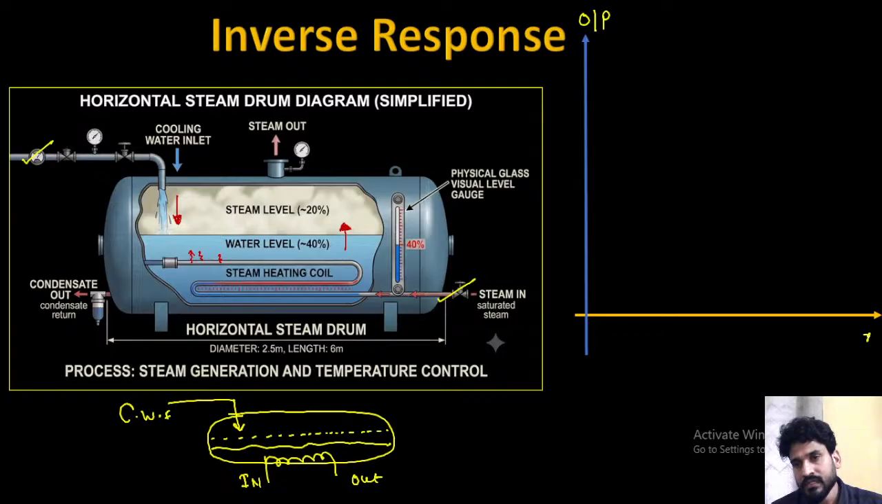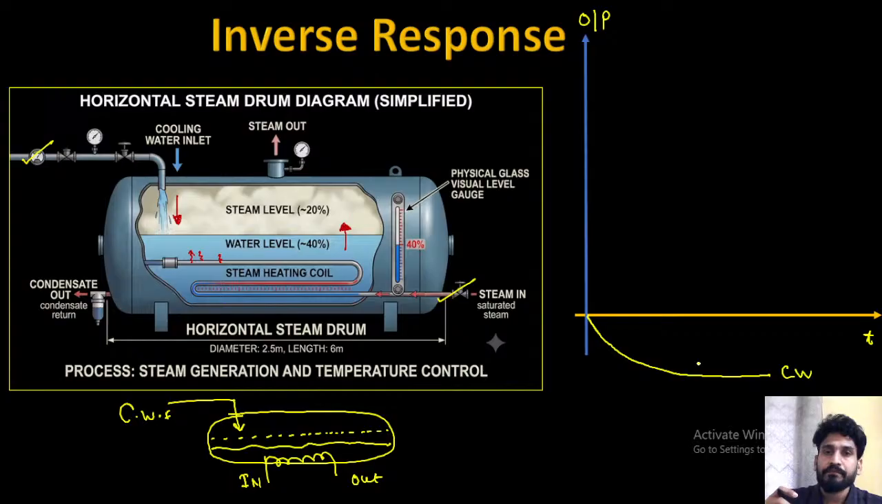So let's suppose this is my output, and this is my time. This is the impact of the cooling water. See what will actually happen. This is the cooling water impact: it will decrease the level of the steam, and after some time it goes towards a constant value. It's not that it continuously decreases the steam level, because steam is continuously coming into the system, so heat transfer will occur and the steam level will not continuously fall down.